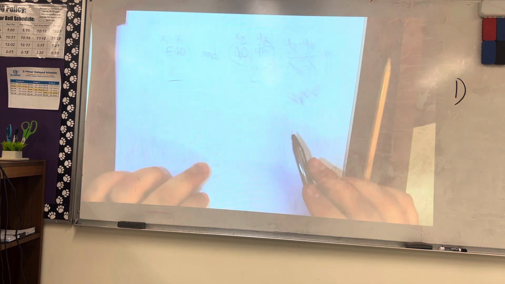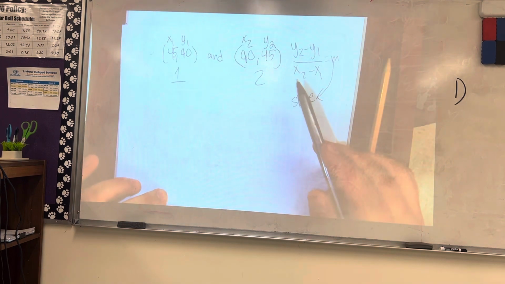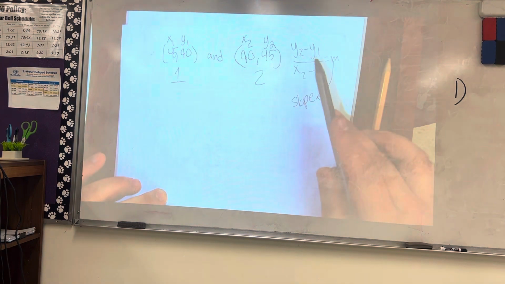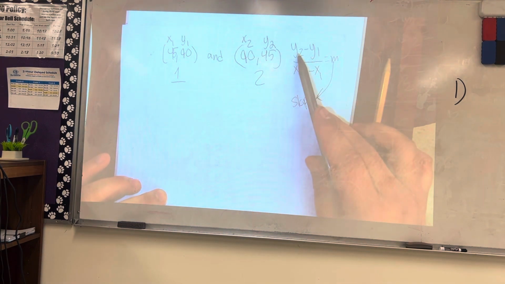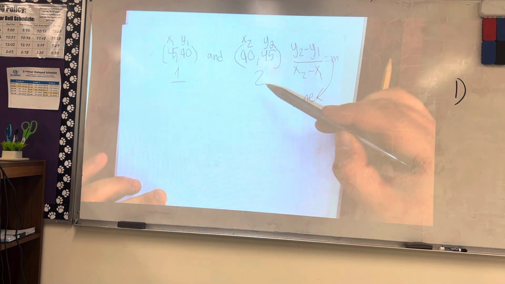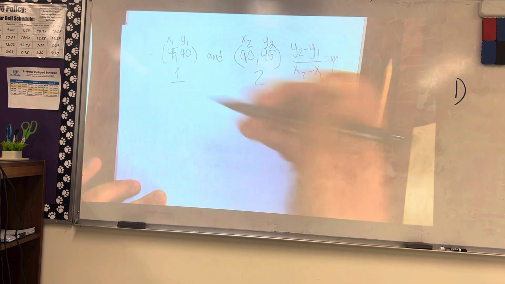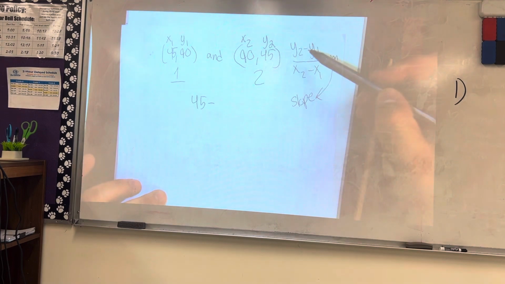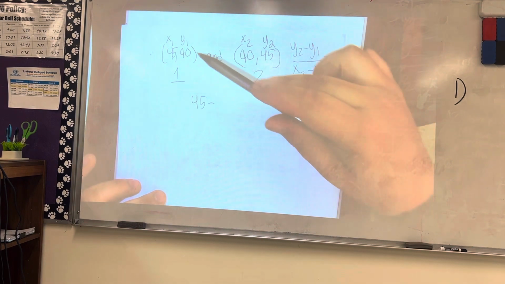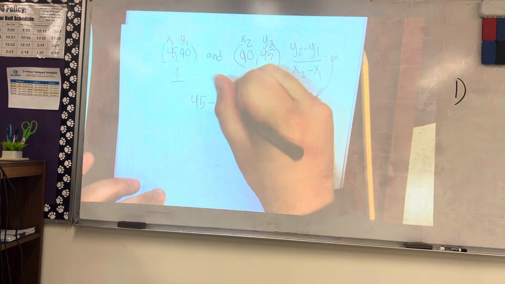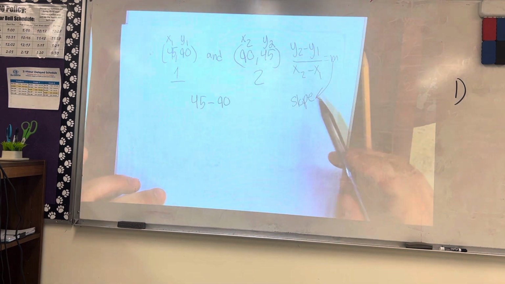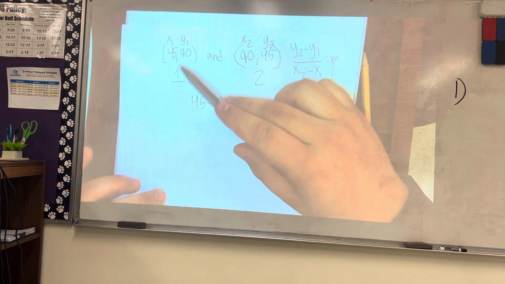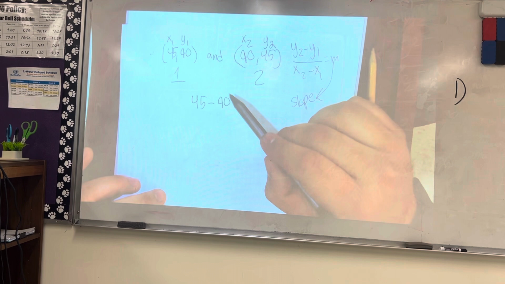Okay, so right now let's plug in our parts. We have all of it laid out for us. Now let's plug them all in. Let's start with the first one, y2. Let's go look at the second point under y2, which is 45 minus, and now let's go to y1, which is 90. We went to the first point and looked under y1, which gave me 90.